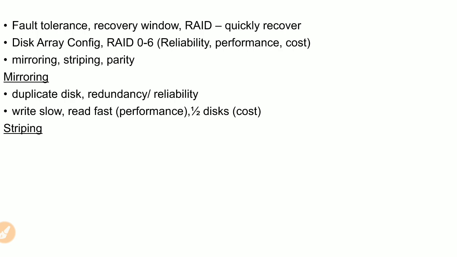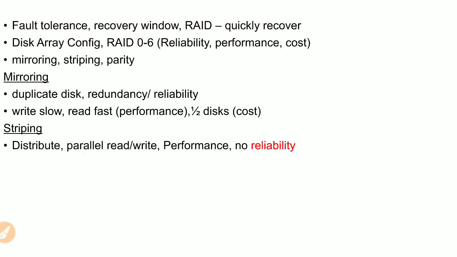In striping, the main purpose is to increase the performance of the data operation, and in striping you actually distribute a single piece of data across multiple drives, so that parallel read and write operations can be performed using multiple drives. So there is an increase in performance, but there is no reliability or redundancy in the system because you are not duplicating the data of a drive, and in case of a fault of a single drive, its data is not recoverable.